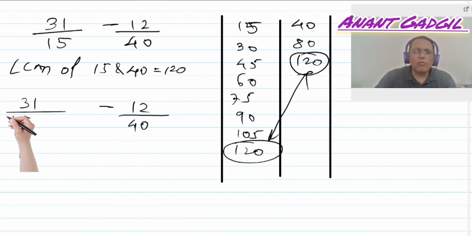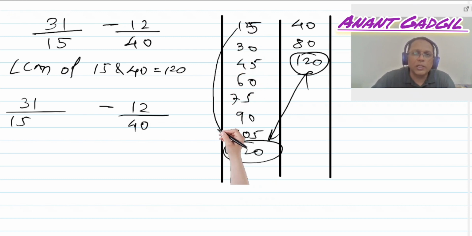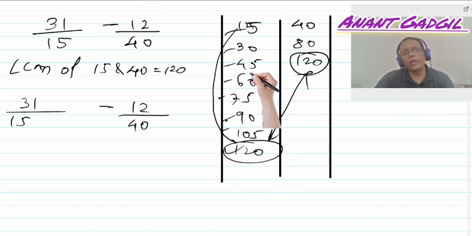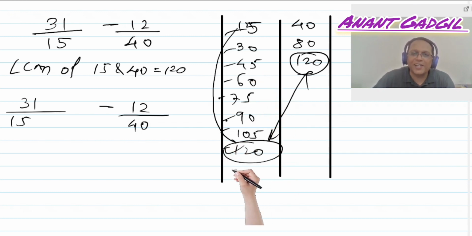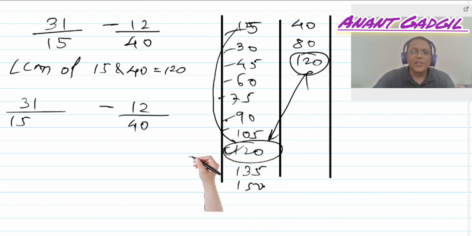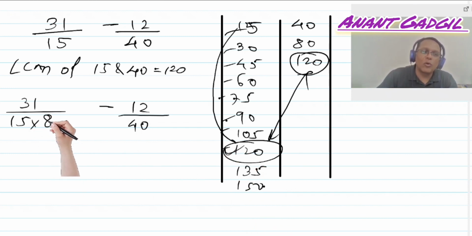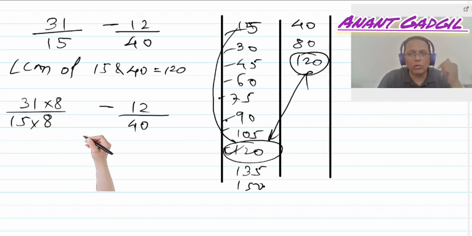Now for the first fraction, it was 15 times of 10. It was the 10th number. 1, 2, 3, 4, 5, 6, 7. Oh, did I? No, not 10. 8. 8th number. Okay, so this is the 9 and this was the 10th. So it was the 8th number. So I am going to multiply 15 by 8. Similarly, I have to multiply the numerator also by 8.